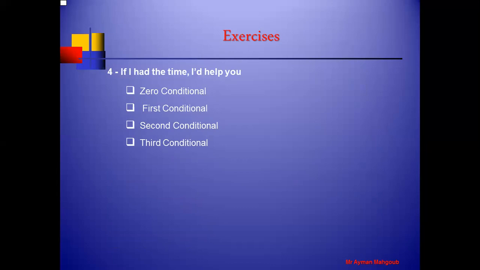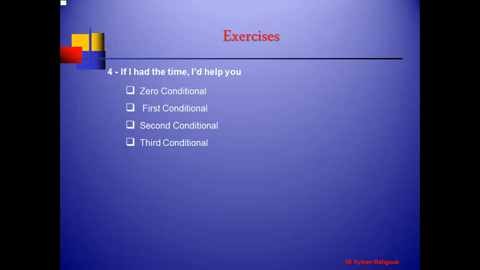If I had the time, I would help you. Third conditional, no. I put the question and I wanted someone to say third so I could explain something. So bravo to you for saying third, because I want to say something. It is had, but that doesn't mean it's a third conditional. Had should be followed by a past participle to say that it's a third conditional. But here, if I had is the past form of have, just like if I worked is the past form of work, if I studied is the past form of study, if I won is the past form of win. So here had is the past form of have, not had as a past participle.